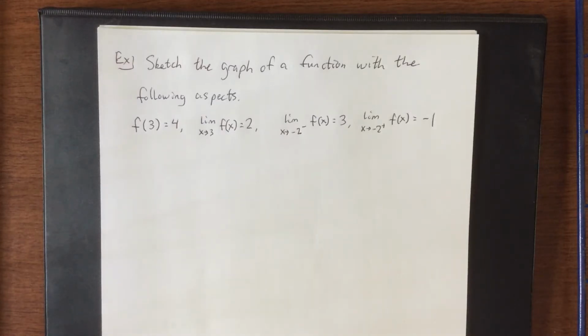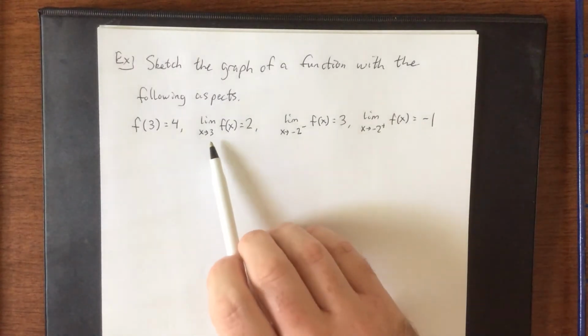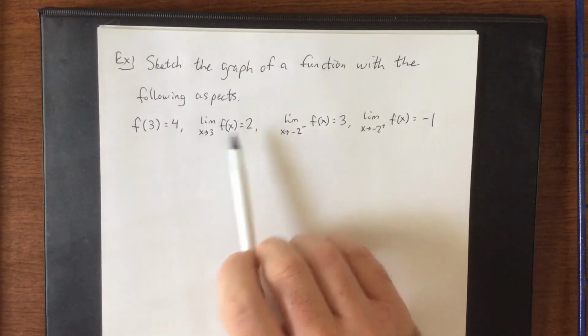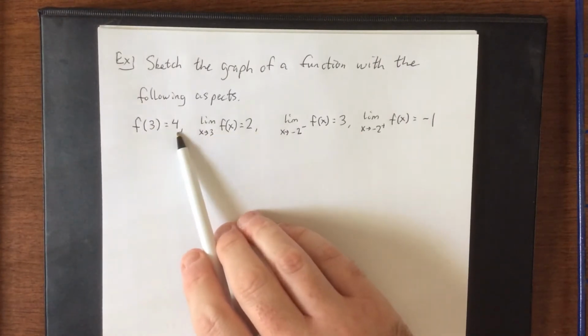Next, we're going to try to bring a visual component to limits as well. What I'd like to do is sketch the graph of a function with the following aspects. So I've given you both some function values as well as some limits that are going to exist on this graph. So the limit as x approaches 3 of f of x is equal to 2, but f of 3 is going to be equal to 4.